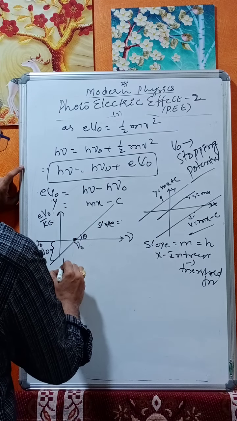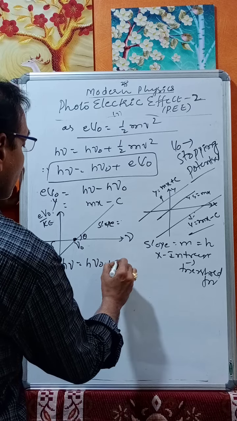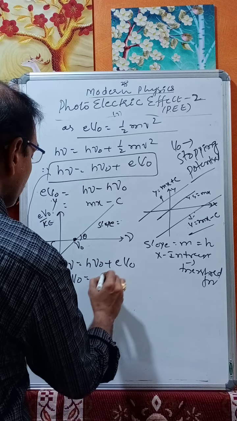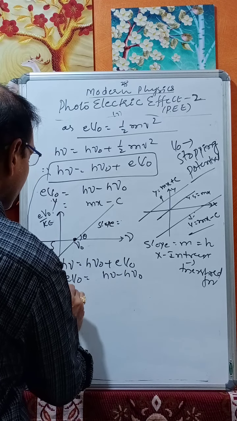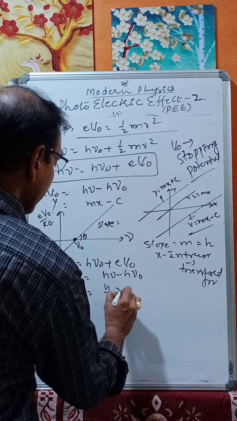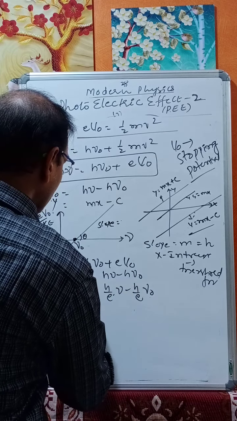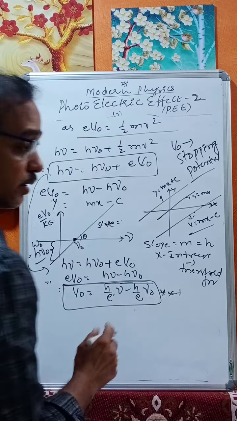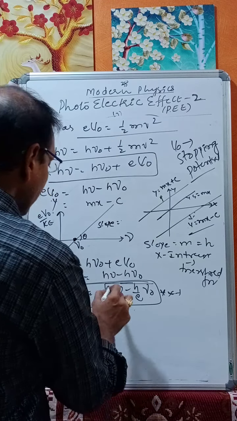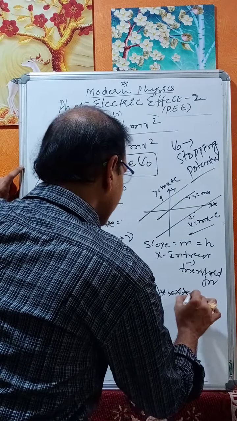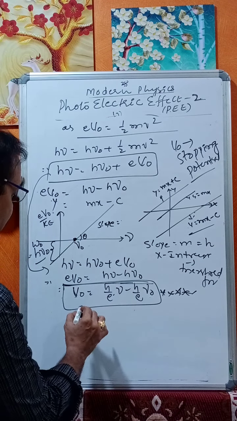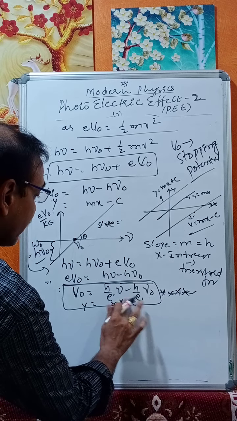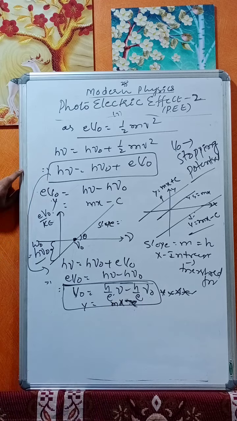Now in some cases we can take h nu equals h nu naught plus eV naught. We know from this equation, this implies eV naught equals h nu minus h nu naught, which implies V naught equals h by e into nu minus h by e into nu naught. We use this equation most repeatedly. V naught equals h by e nu minus h nu naught by e. So now this is again in the format y equals mx minus c.